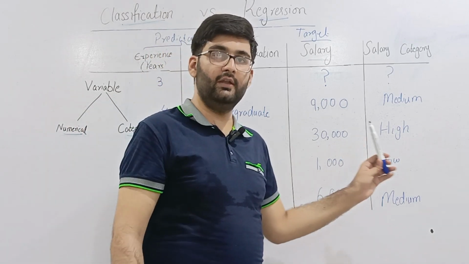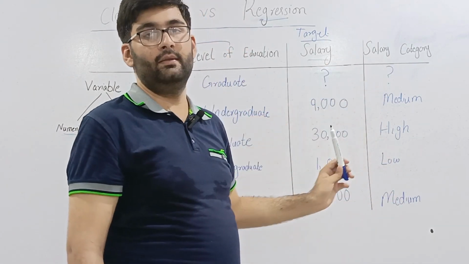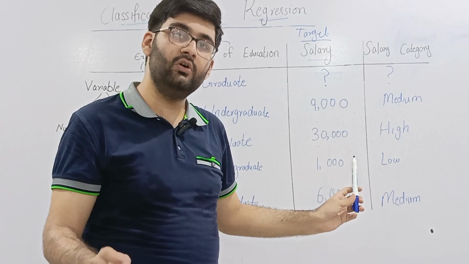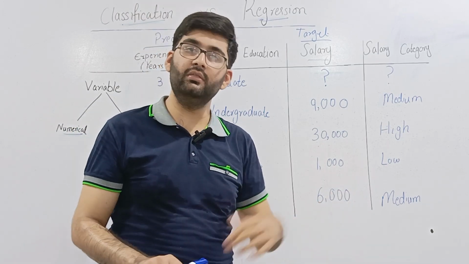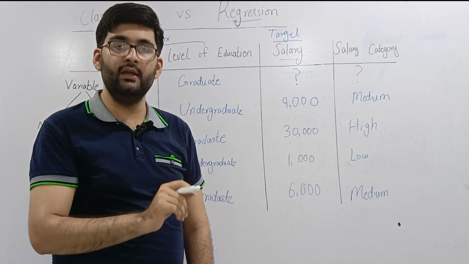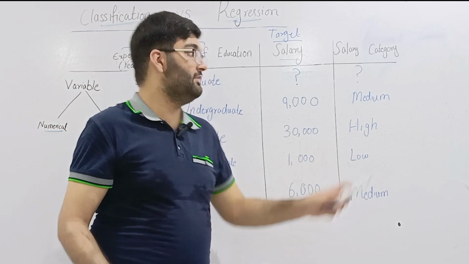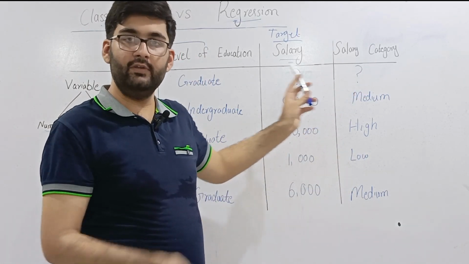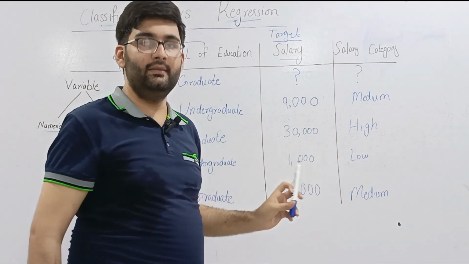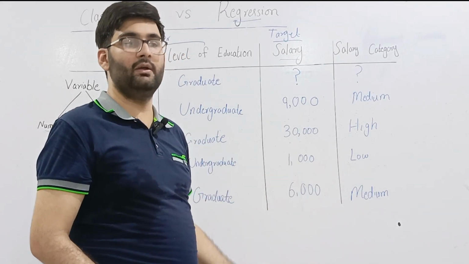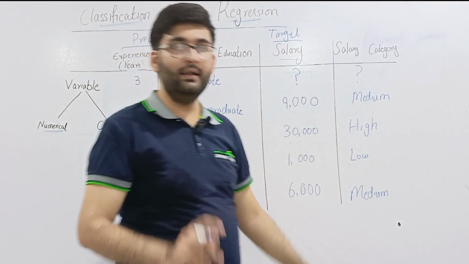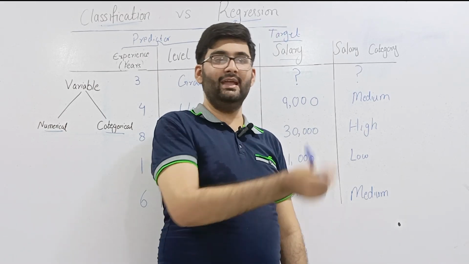Similarly, we introduce a new variable, salary category. This variable can also not be measured. Therefore, this is also a categorical variable. See that the salary variable is a numerical variable. But what if we want to predict the salary category of the employee instead of his actual salary? In that case, our target variable will become the salary category, and this is a categorical variable.